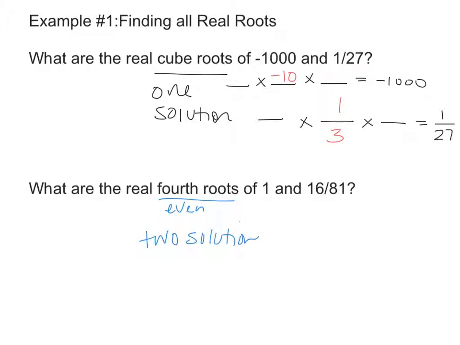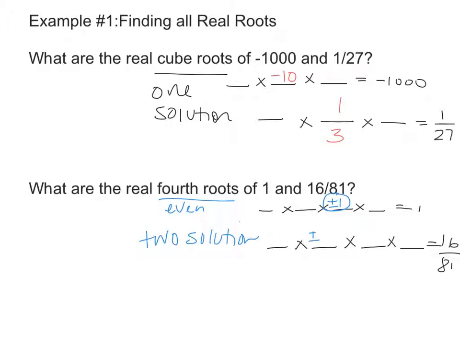And so for 1, it's saying what times what times what times what is going to give you 1. That one's pretty straightforward. It's going to be 1. And then the next one, it's saying what times what times what times what is going to give you 16 over 81. And let me go back. This is not just 1, but this is plus or minus 1 as an answer. Okay, and we know that this one's going to be plus or minus whatever answer we get.